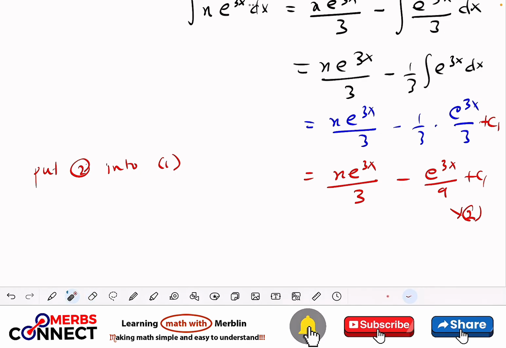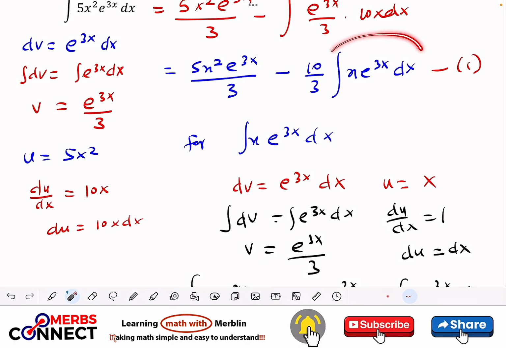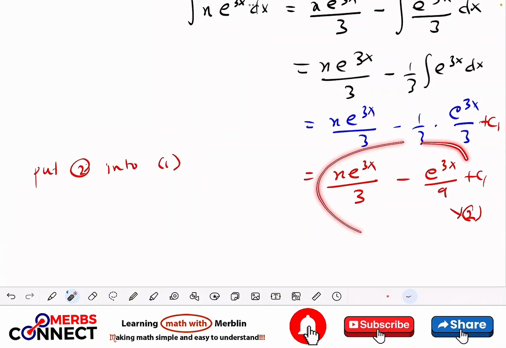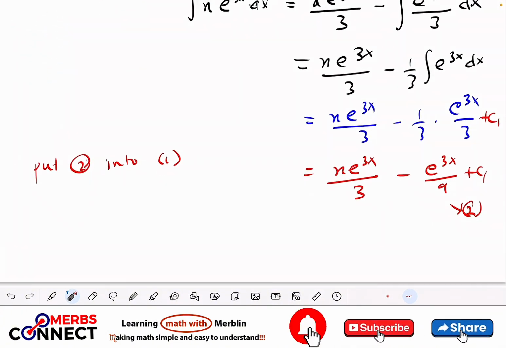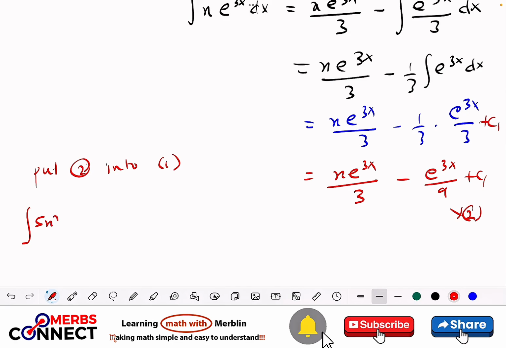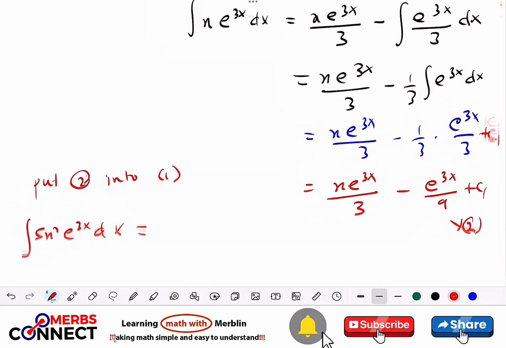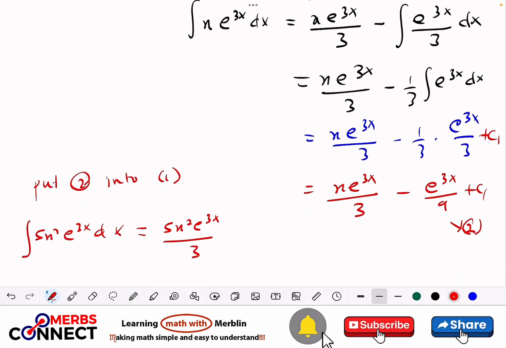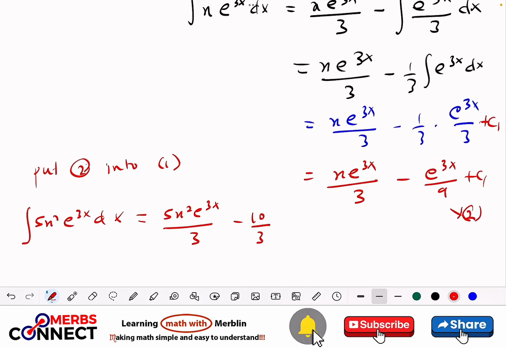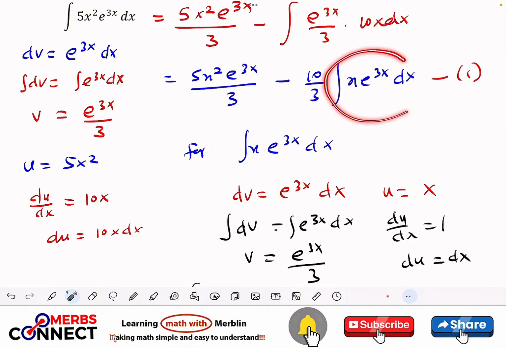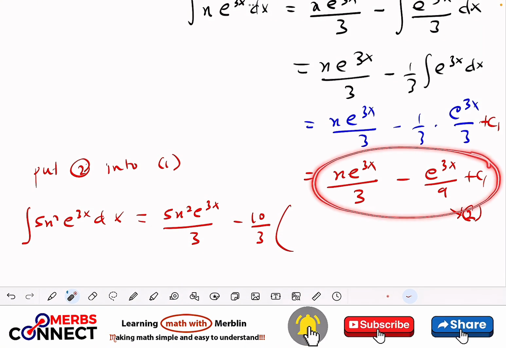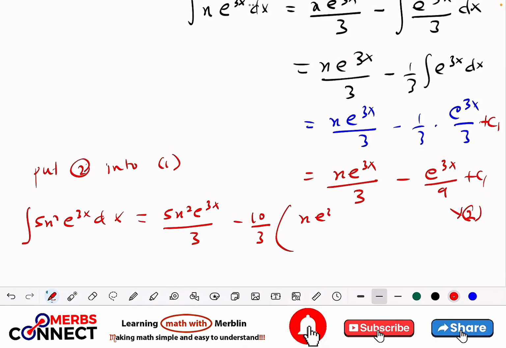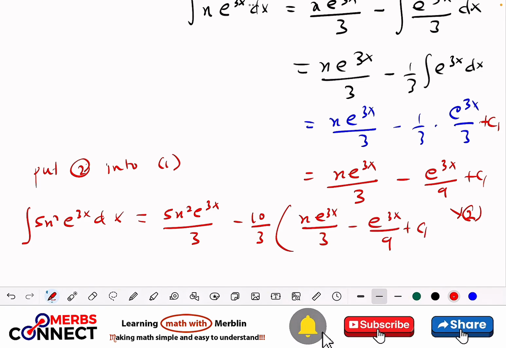So we want to put this equation into this, because we know that this one here is equal to what is here. So we are going to have our integration of 5x squared e to the power 3x dx to be equal to 5x squared e to the power 3x divided by 3, minus 10 divided by 3 times. Now this guy here is equal to this, so I just plug it in there: x e to the power 3x divided by 3 minus e to the power 3x divided by 9 plus c1.